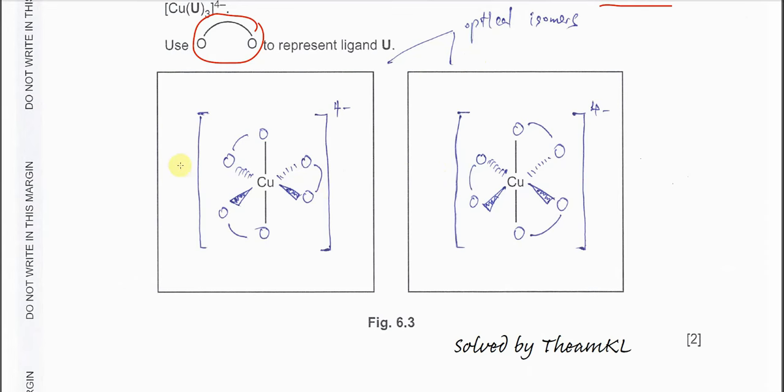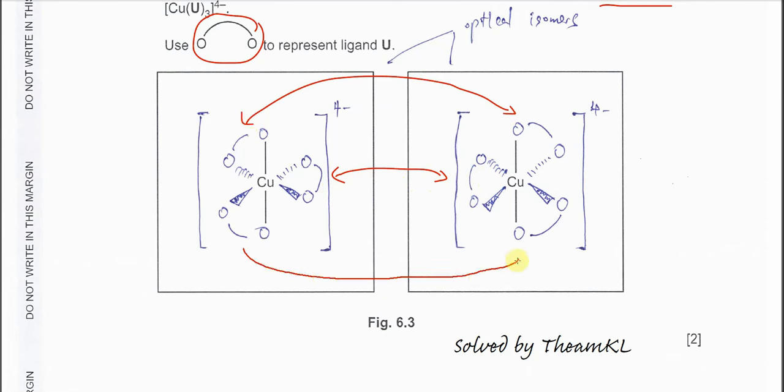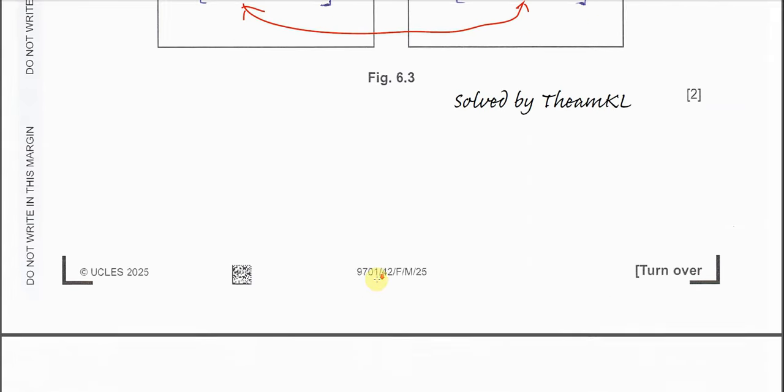Okay, so let's say now you draw these isomers, the copper with the 3 U, right? So remember to put the negative charge here. Copper is 2 plus, the U is 2 negative. So overall is 4 negative. When you draw this, then you need to draw the mirror image. Make sure the position follows. So the U must be in this position, and this U must be in this position. It's like a mirror image. Okay, and this U will be in this position. Right. So this one is very easy. Okay, it's 2 marks here.